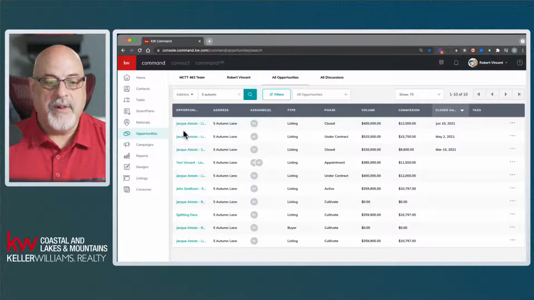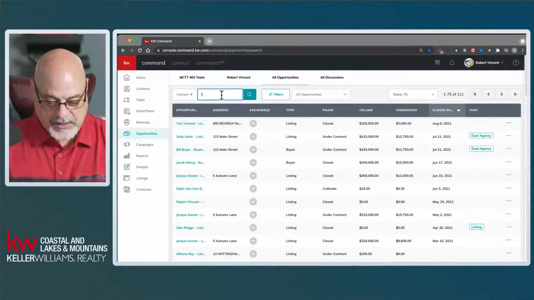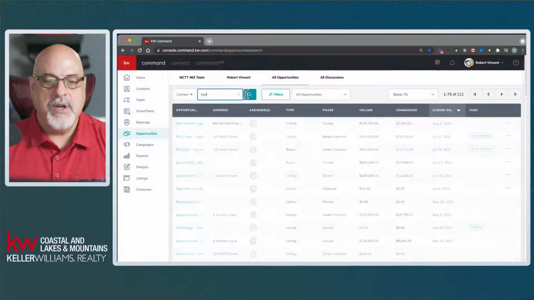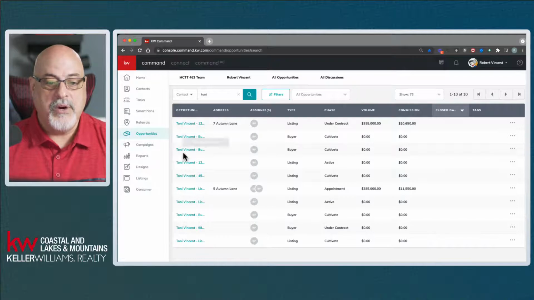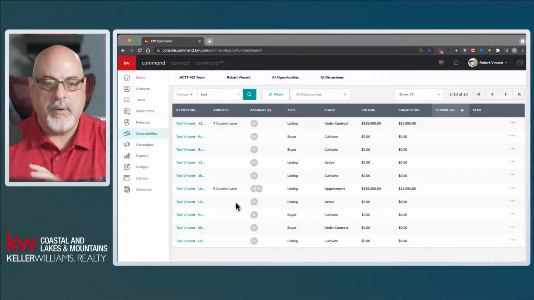I can also, over on the left-hand side here, instead of searching for the address, use the drop down here and say, show me by opportunity name or show me by contact. So I can search by contact, and say I'm looking for all the opportunities with the name of Tony. So here are all of Tony's opportunities. If I've got multiple opportunities for the same contact, I can search for them. I can use this to gauge them and find what I'm looking for.